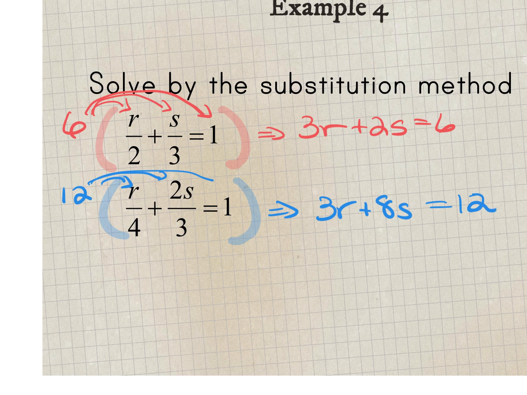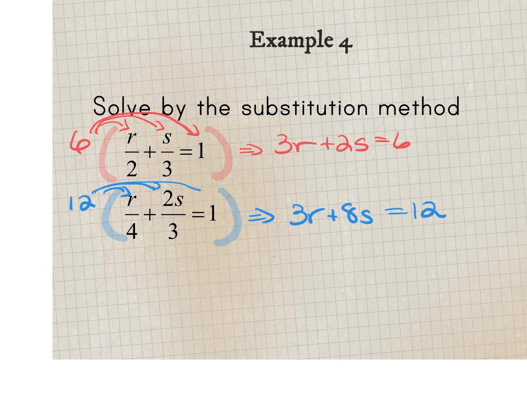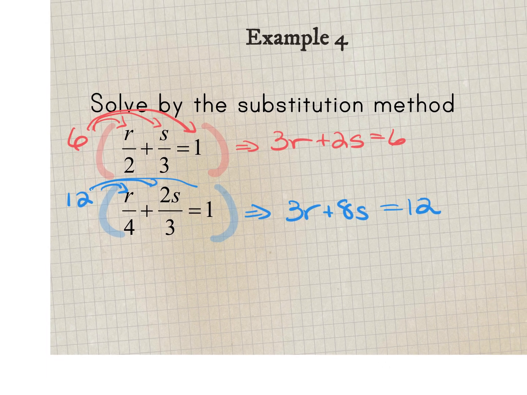Now, I'm using substitution here though. So what I need to do is solve for one of the variables. Now, I could go ahead and get some fractions, but just to show you something a little bit easier, I could solve the red one and get 3r by itself. 3r is equal to negative 2s plus 6.